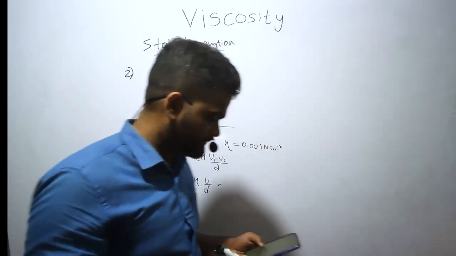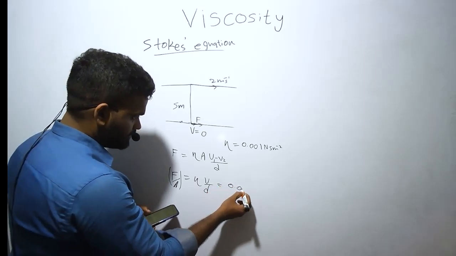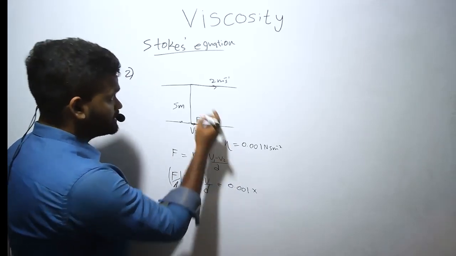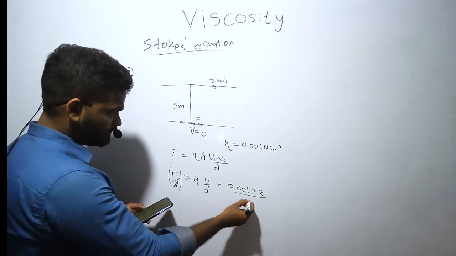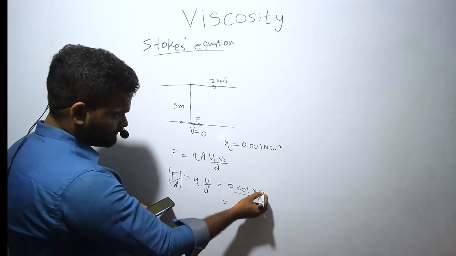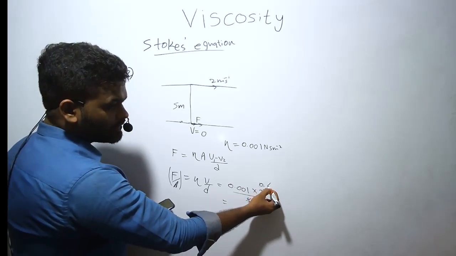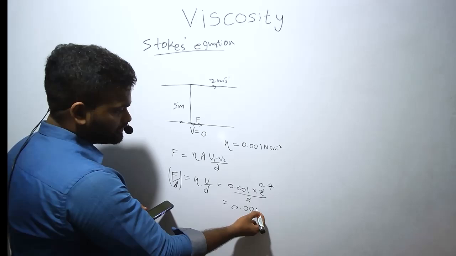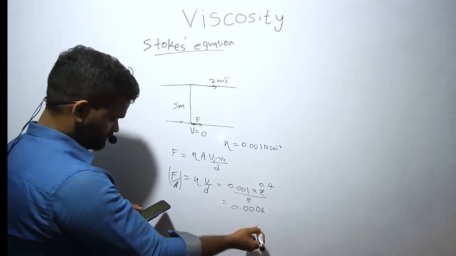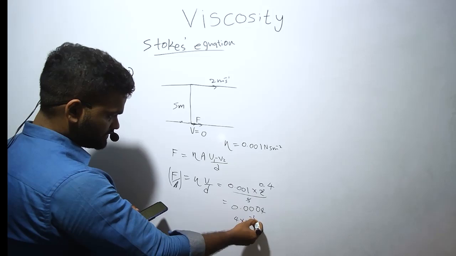Okay, let's see. Eta is 0.001. V is 2. D is 5. 2 divided by 5 is 0.4. 0.0004. Meaning 4 times 10 to the power minus 4.